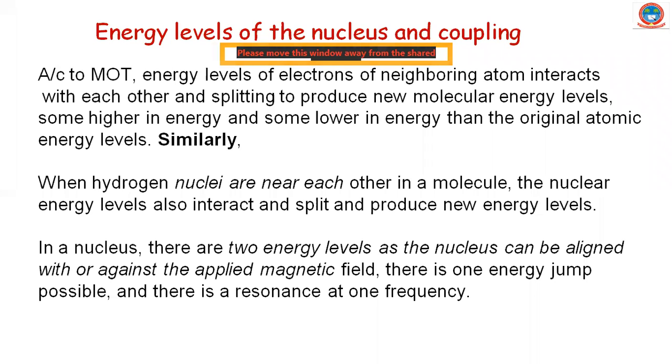We write in that, and we allow the energy levels of electrons to interact with each other. We also learn from MOT that two energy levels, that is the atomic orbitals, split by combining with each other. They split and produce new molecular energy levels. So we can say two AOs, atomic orbitals, combine and produce two MOs, molecular energy levels. Later on we call them bonding molecular orbitals and antibonding, sigma, sigma star, like that.